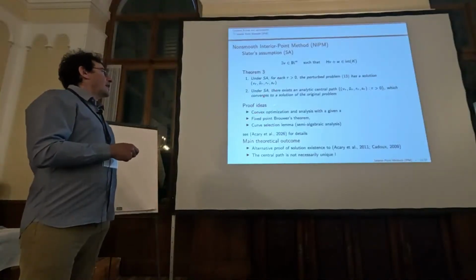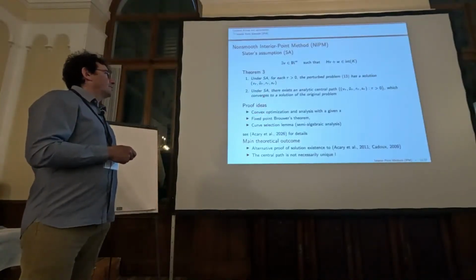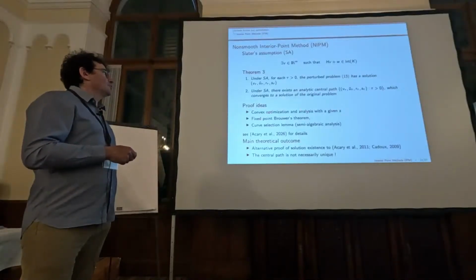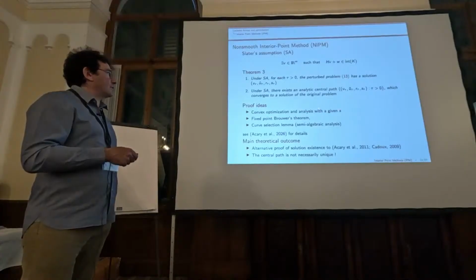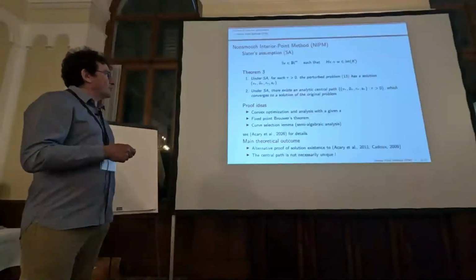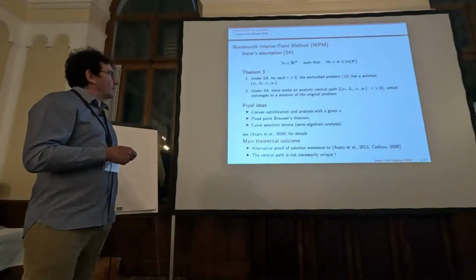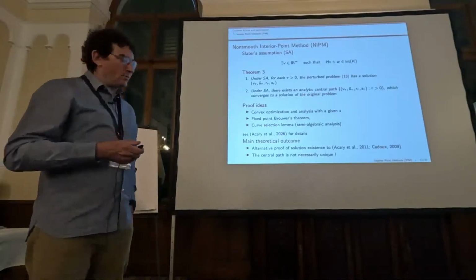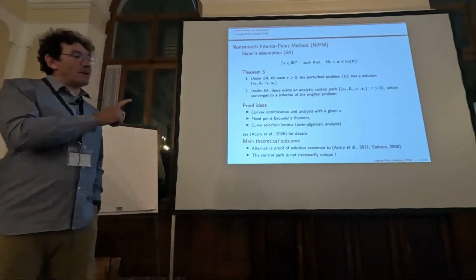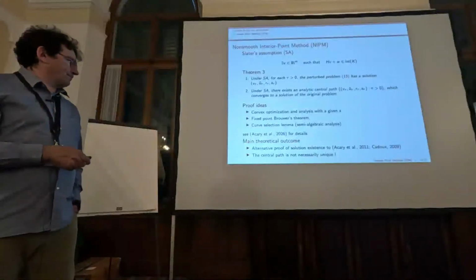So how do we prove that? We go back to a convex problem for a given S. Then we use the Brouwer fixed point theorem on S to prove that this solution exists for every tau. And then to prove that the central path is analytic, we use the curve selection lemma from semi-algebraic analysis, because in fact this problem is a semi-algebraic problem.